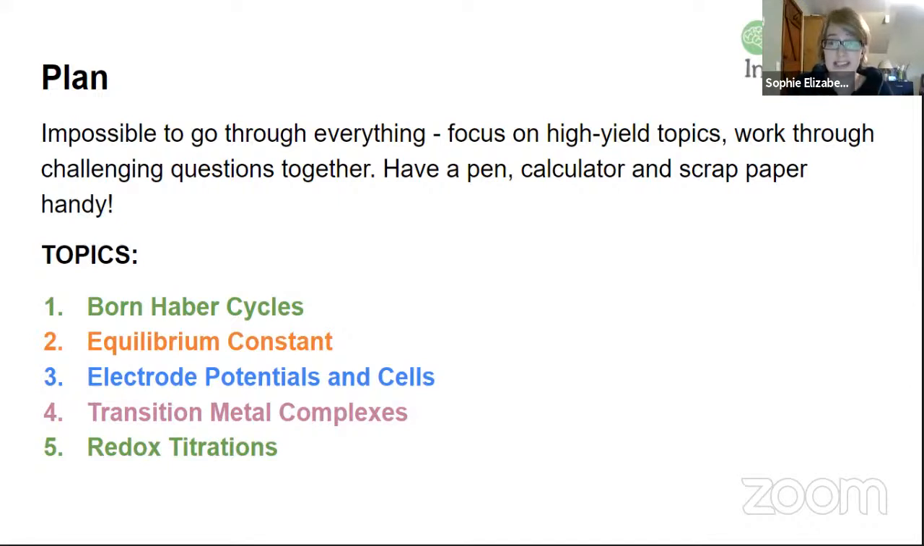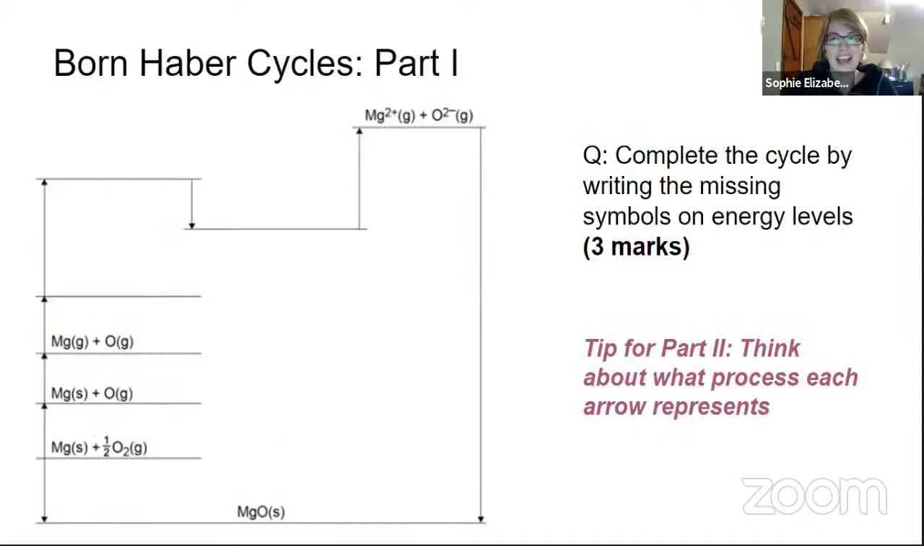I'm going to take you through step-by-step methods. Hopefully it'll be very helpful to you. But to get the maximum out of it, if you have a calculator on you or can get a calculator on your computer, get that set up. So the topics I'm going to be talking about specifically are Born-Haber cycles, equilibrium constants, electropotentials in cells, transition metal complexes, and redox titrations. So we're saving the fun one for the last. Hopefully this will ease you into a bit of physical and organic.